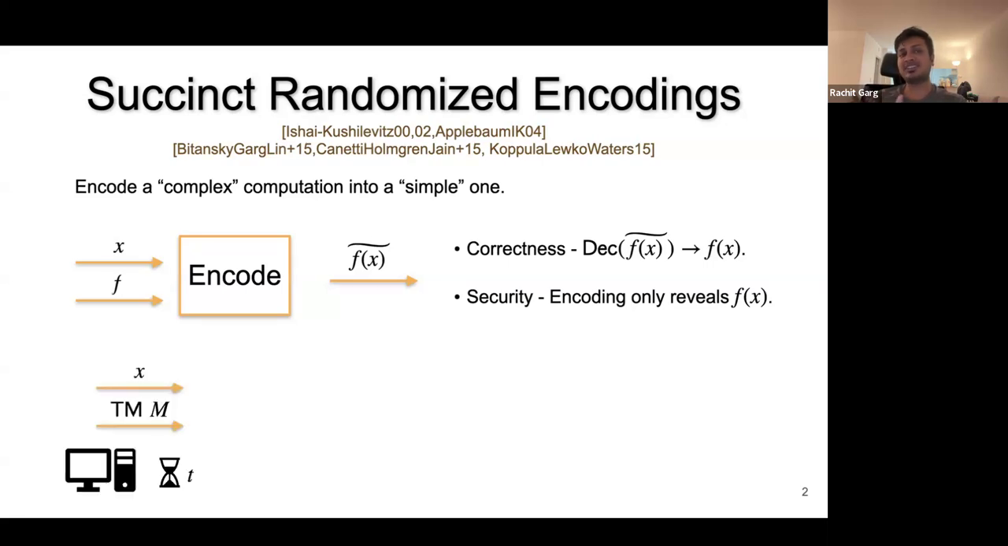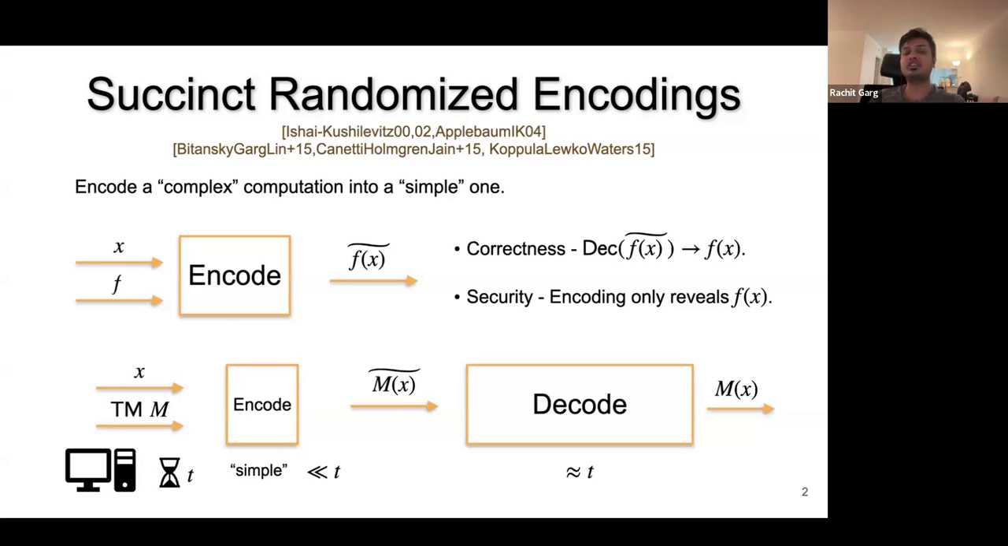So what do I mean by turning this complex computation into a simpler one? For this talk, we'll focus on succinct randomized encodings, where we can think of a function f as a program M, or a Turing machine M, that runs on input x for t steps. The encode functionality that I want is that the time to run the encode function is much less than time t. Even though this is much less than time t, M tilde of x can still be used to compute M of x once we decode it. The decode will involve much of the complex functionality of running the Turing machine M on x, but I still want this strong functionality.